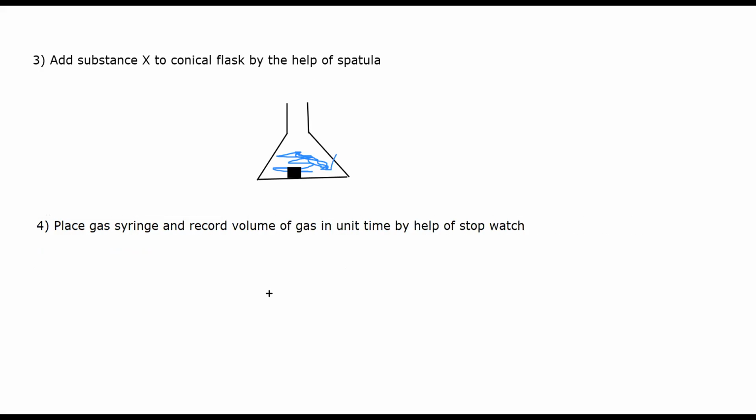Then we'll place a flask which consists of the reaction mixture, hydrogen peroxide, and the substance which we want to show is a catalyst. And then we connect a gas syringe to this.